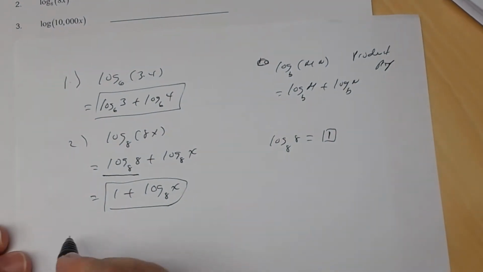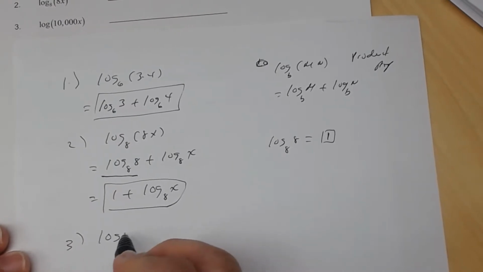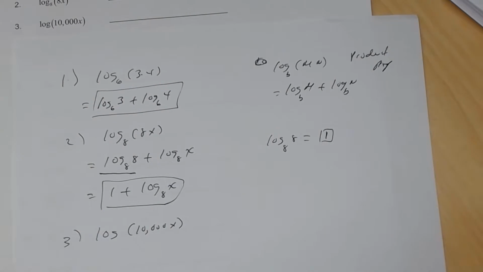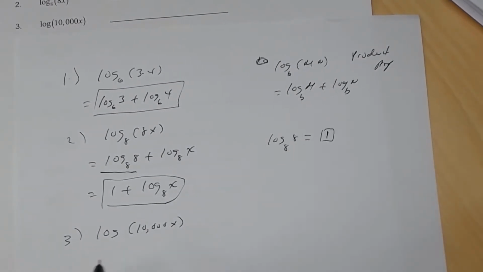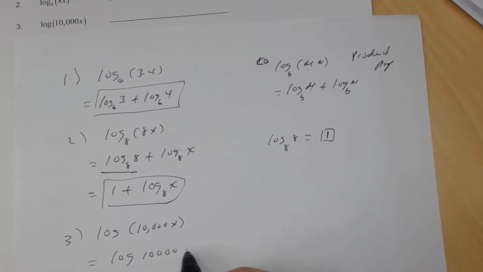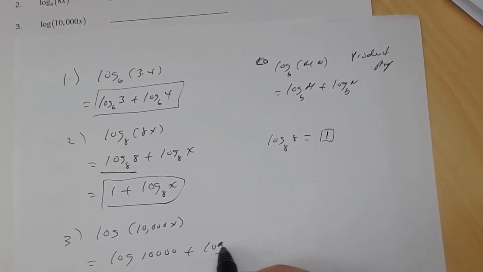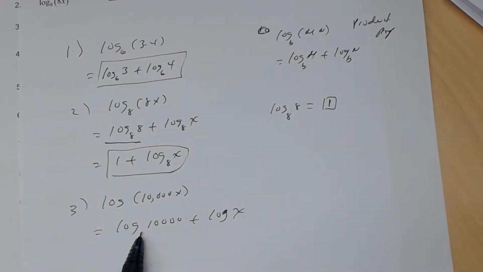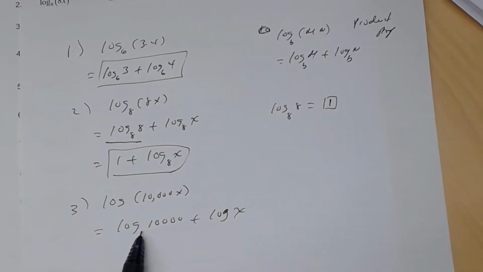Okay, number 3, you have log of 10,000 x. So again, I'm going to use the product property. So that becomes the log of 10,000 plus the log of x. Now remember, when you have no base, it's understood to be a 10. So remember, base 10 is a common logarithm. So here I'm dealing with a common logarithm.